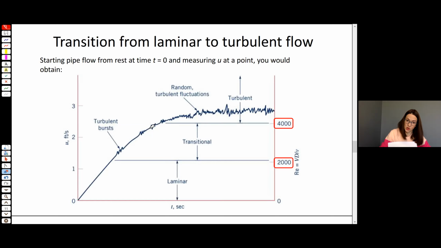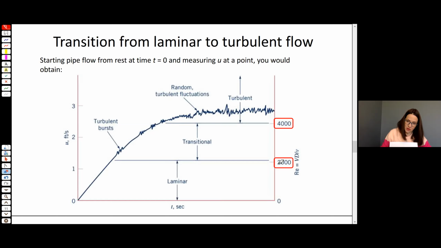We're in the transitional regime now. And then finally, we've increased the speed so much, we've got such a high flow rate through the pipe that we've got completely turbulent flow, completely randomized by these chaotic streamlines, right? We've got these random turbulent fluctuations. Notice the 3 regimes here, right?